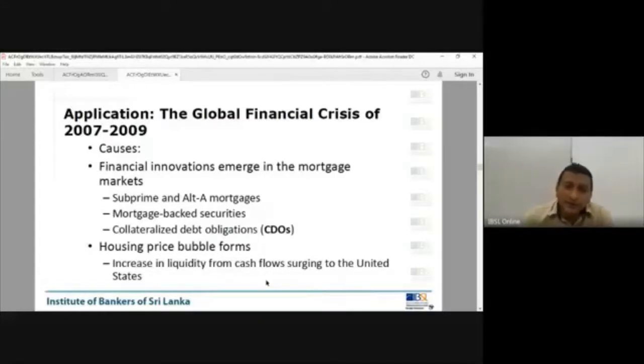So you see financial innovations emerge in the mortgage markets, because the US mortgage market was the epicenter of the financial crisis in the 2007-8 period. So you see this innovation here. Then you see so-called subprime and Alt-A mortgages in the US. Subprime is below the prime. So you can figure it out.